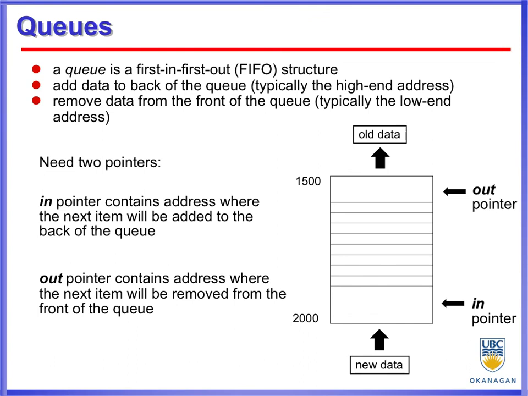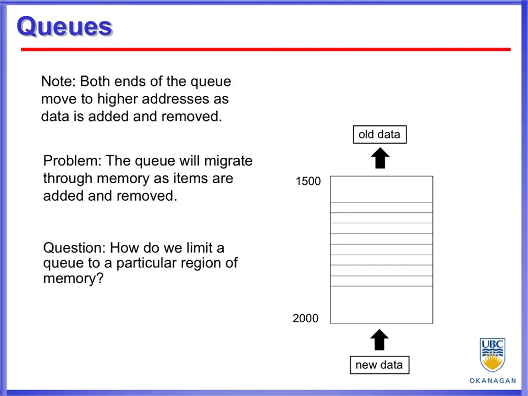The in pointer contains the address where the next item will be added to the back of the queue. Okay, so that means the last number to go into our queue currently sits here, and we're ready for the next number to come into the queue here. The out pointer contains the address where the next item will be removed from the front of the queue. So this is the guy at the head of the line at the bank, okay? He's here. Here's the guy at the end of the line. Next person to walk out the door goes here.